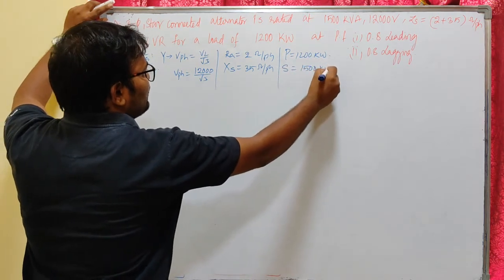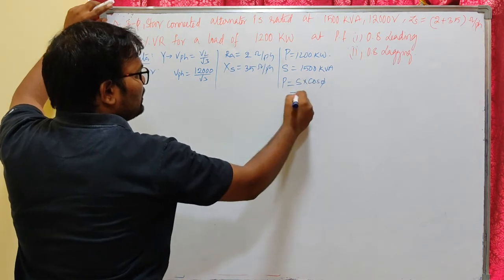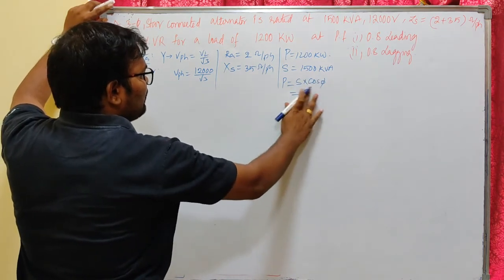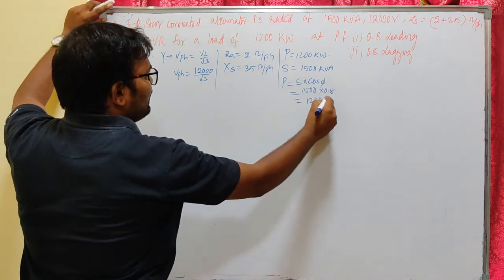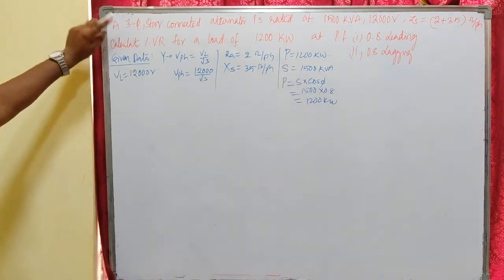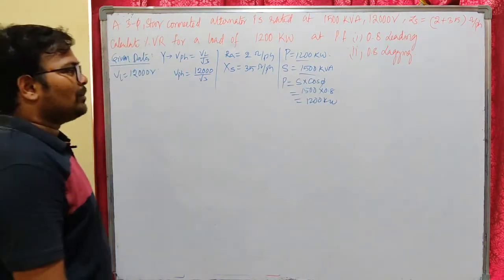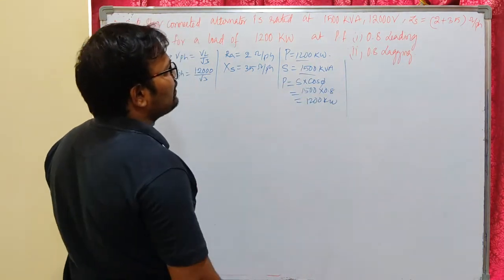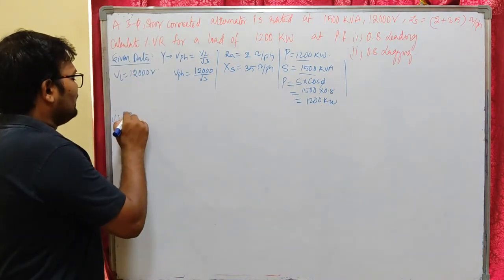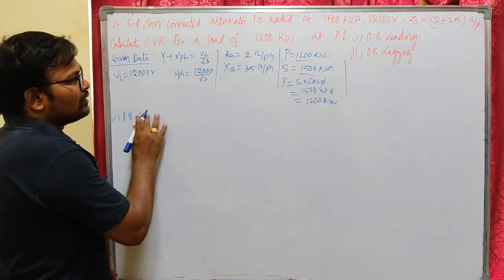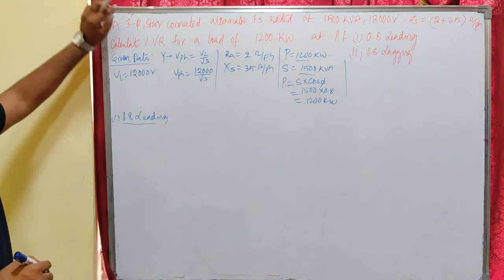1500 kVA. Our active power will be apparent power into cos phi. Here it is 0.8 only, so that will be 1500 kVA into 0.8, that will become 1200 kilowatts. So both are equivalent. S is 1500 kVA means the active power will be 1200 kilowatts for this power factor. So this is the given data, and the first condition is 0.8 leading, so we can assume that our voltage regulation will be negative for 0.8 leading.